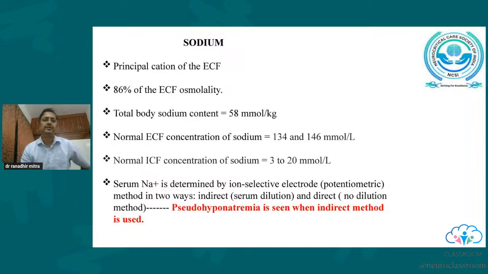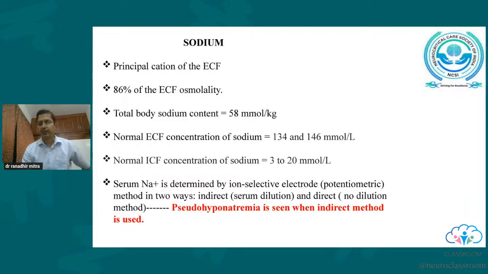So talking of sodium, because we'll be talking about sodium this whole evening. Sodium is the principal extracellular cation, and normally the total body sodium is 58 millimoles per kg. The normal extracellular level is between 135 to 145. Anything less than 135, we call hyponatremia. Whenever you are measuring sodium in blood, there are two ways. Either you measure it by a direct method where no dilution is used, and even with the presence of other confounding factors, you can measure the true sodium. But what we normally use in the lab is a serial dilution technique, which is an indirect method where pseudohyponatremia is seen.